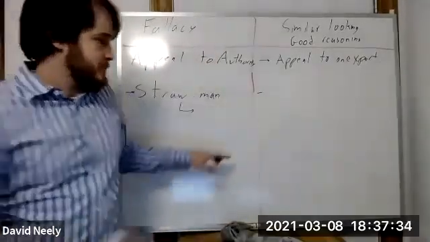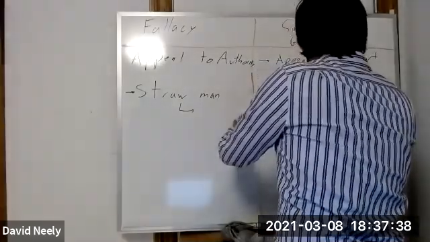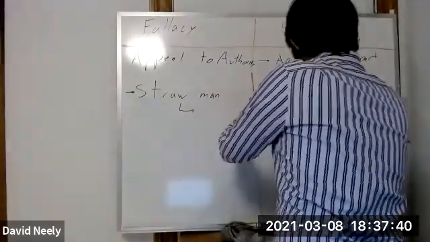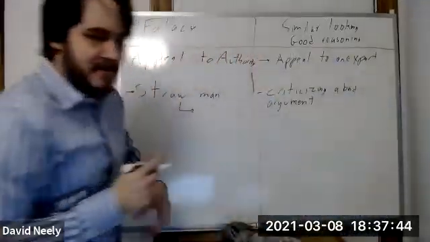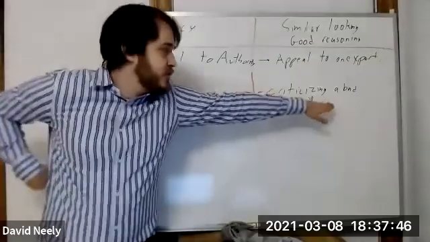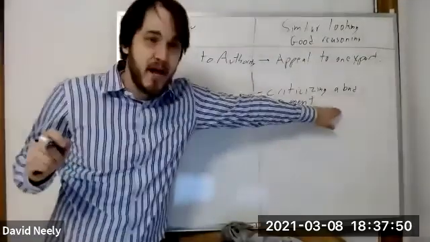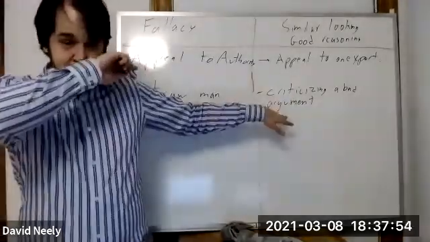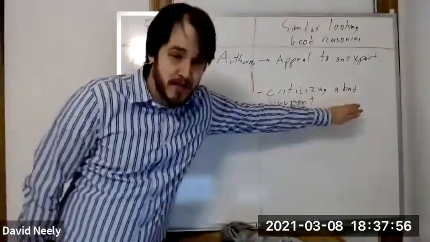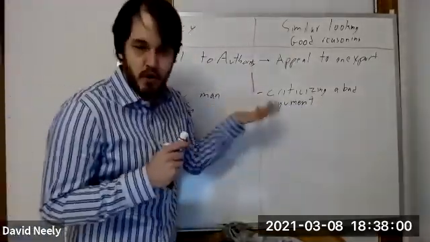So why does a straw man argument sometimes look good? Well, because criticizing a bad argument is a good way of reasoning. If somebody actually has a bad view or has a bad argument or has poor reasoning, it's a good way to discredit their conclusion by pointing out the flaws in it. The key is, though, you have to make sure you're characterizing them correctly.